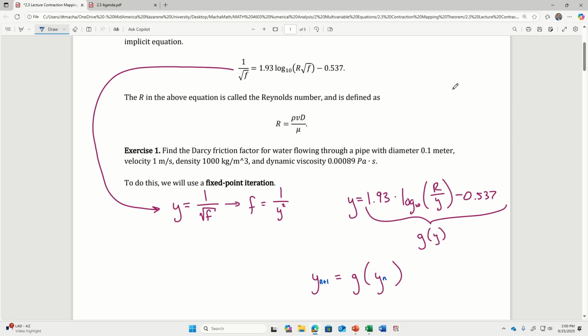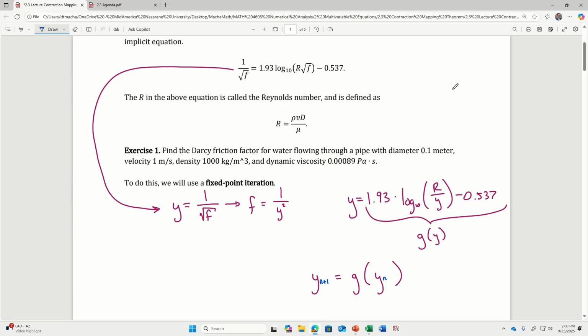We had this big, ugly, implicit equation that I could use to solve for friction factor. It's not an explicit formula. I don't have a good function where f is a function of r or anything like that. I've got this nasty equation.